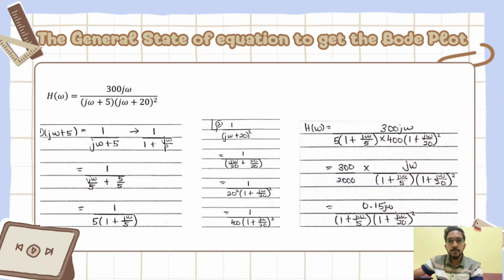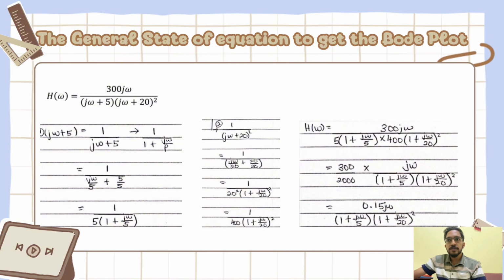From the given question, I am going to explain how to convert the transfer function into the general standard form to get it ready for Bode plot analysis. As we can see from my calculation steps, we start with the original equation, which is H(ω) equals 300 jω over (jω + 5) times (jω + 20)².